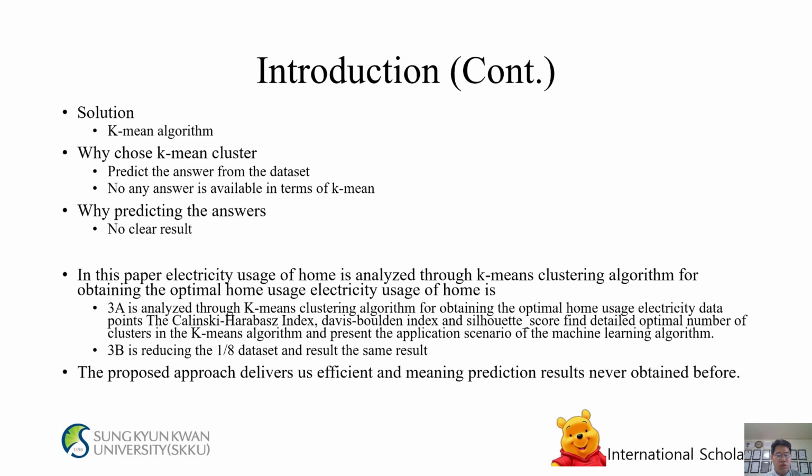In this paper, electricity usage of home is analyzed through K-means clustering algorithm for obtaining the optimal home usage. Electricity usage of home 3A is analyzed through K-means clustering algorithm for obtaining the optimal home usage electricity data point. The current garbage index, Dave's burden index, and serial score find the detailed optimal number of clusters in the K-means algorithm and present the application scenario of the machine learning algorithm. 3B is reducing the A per 1 dataset and the result is the same. The proposed approach delivers us efficient and meaningful prediction results never obtained before.